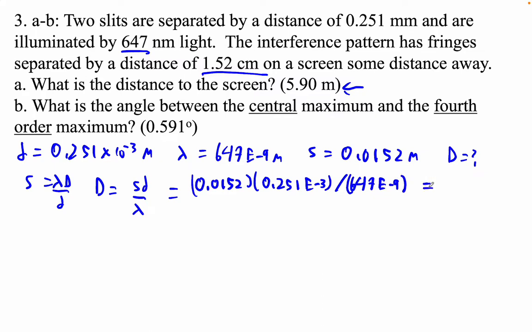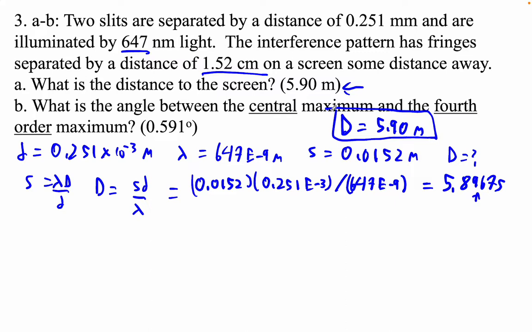Okay, so 0.0152 times 0.251 e minus 3, divided by a small number, 647 e minus 9. And I get 5.89675. We have to round it to that. So we would say that big D is equal to 5.90 meters. All right, woohoo!